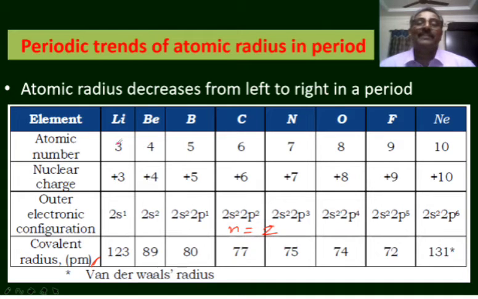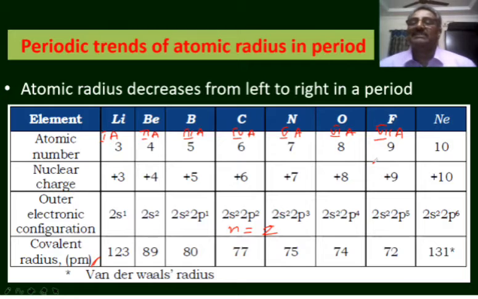That is from first A group to seventh A group. Lithium belongs to first A group. This is second A group. This is third A group. Carbon belongs to fourth A group. Nitrogen belongs to fifth A group. Oxygen belongs to sixth A group. And fluorine belongs to seventh A group.